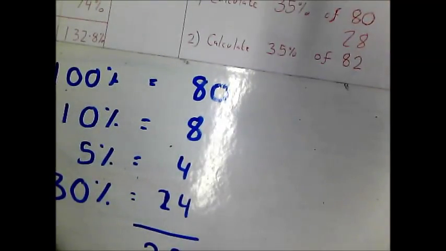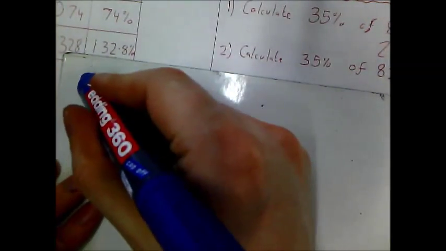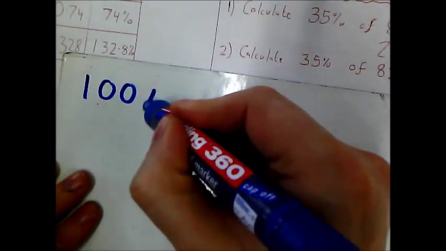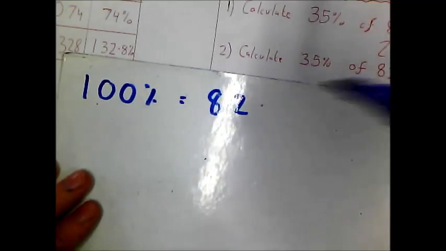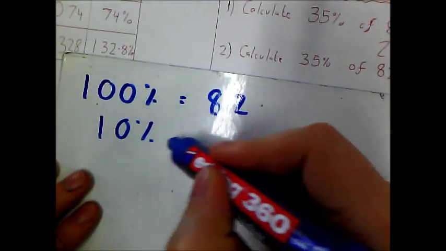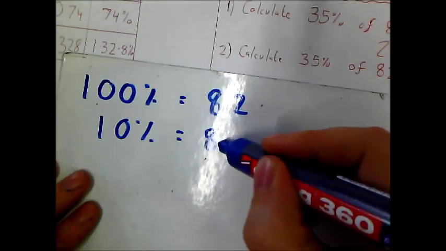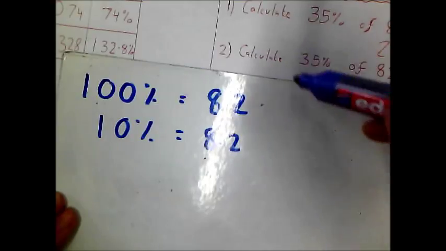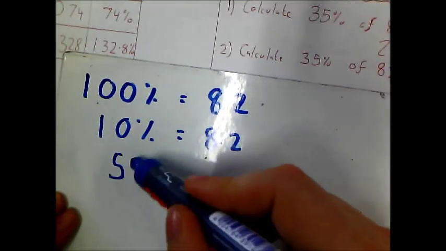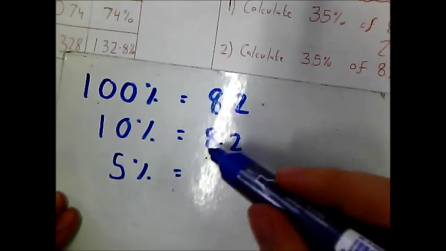Okay, this time I want 35% of 82. Exactly the same thing. I know that 100% is 82. So 10% is going to be 10 times smaller than this, so 8.2. I then want to have 5%. So that's half of this. So 8.2 divided by 2 is 4.1.